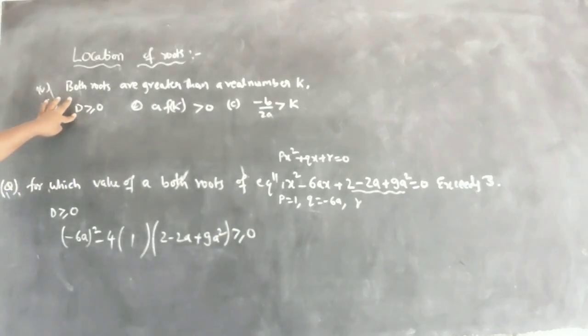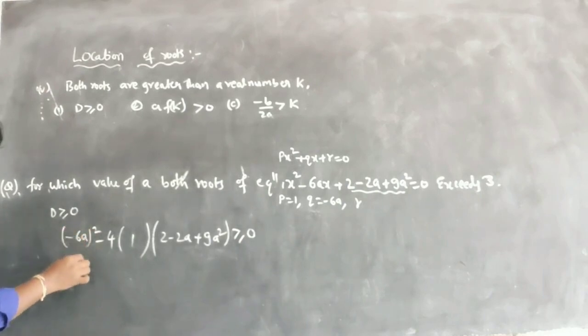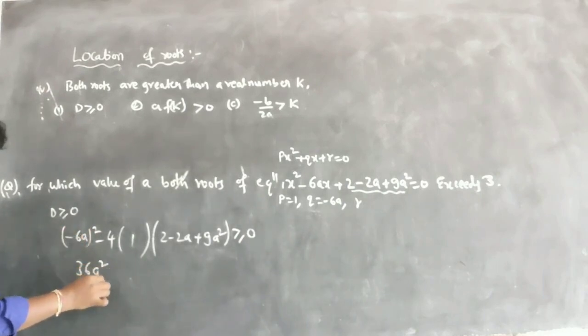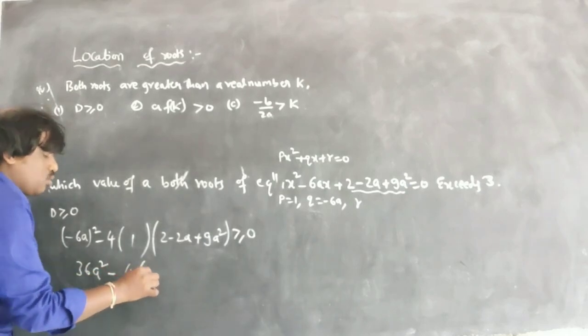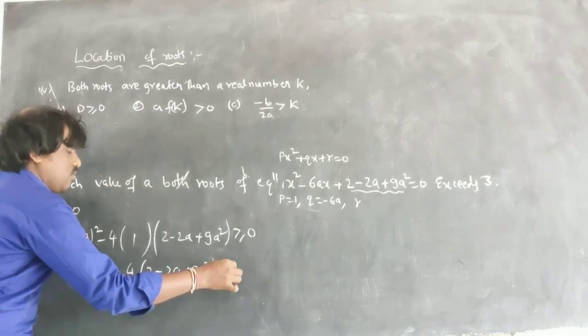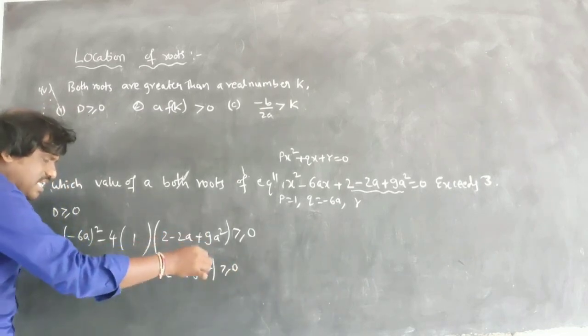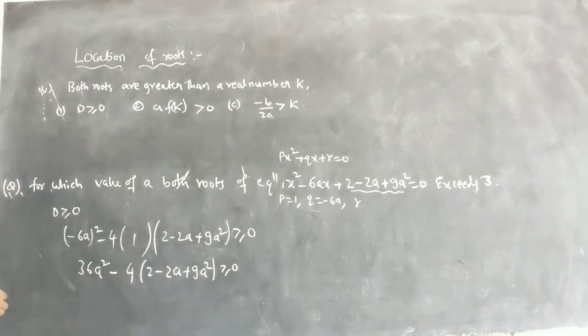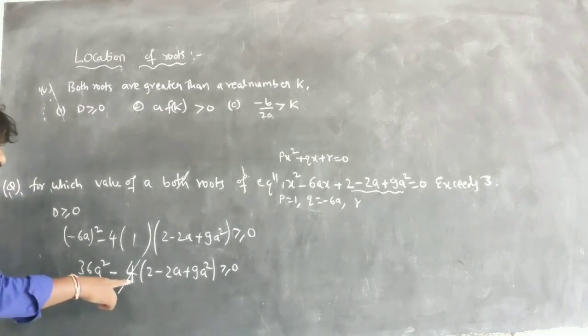Now I am going to find the value of a. So this will be 36a square minus 4 into 2 minus 2a plus 9a square greater than or equal to 0. See, this is a 4 table. If I take 4 common, the 4 ones are 4, it won't cancel here, but here this will be cancelled. 9 4s are 36, right? Are you getting it?